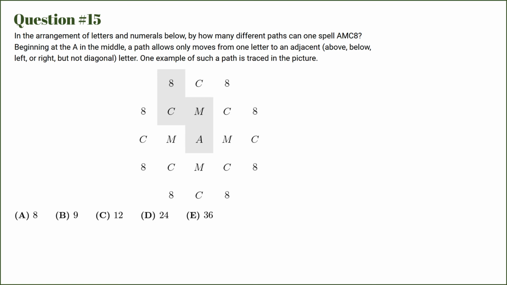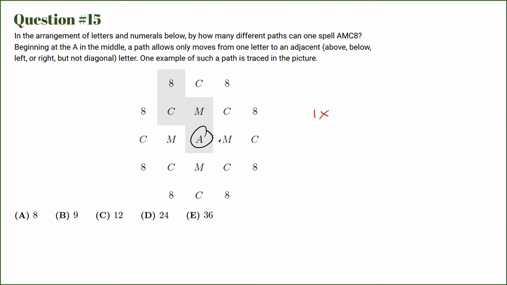Question 15 states, in the arrangement of letters and numerals below, by how many different paths can one spell AMC8? Beginning at the A in the middle, a path allows only moves from one letter to an adjacent, above, below, left, or right, but not diagonal letter. One example of such a path is traced in the picture. Okay, so let's go step by step in counting these different possibilities. First of all, there's only one choice that we can pick for A. It's A, right here. So that would be 1 times.